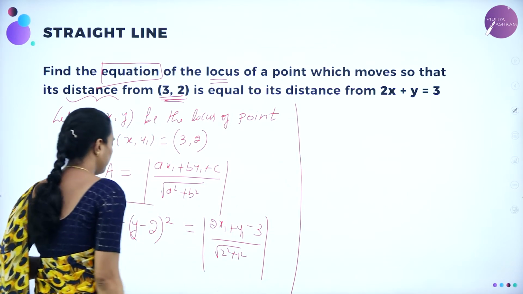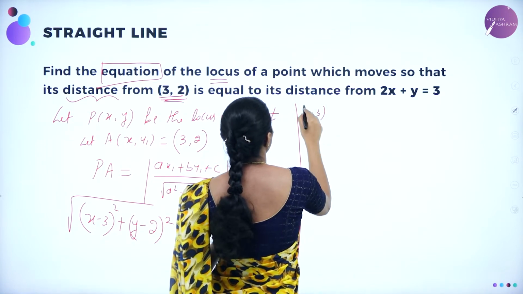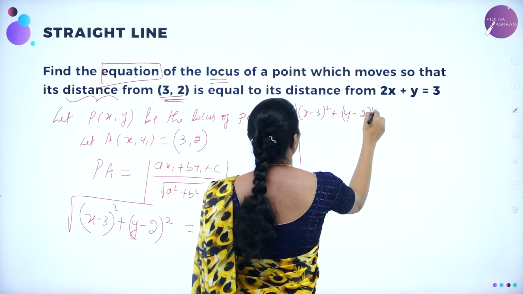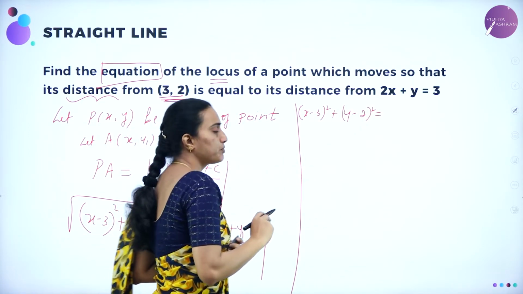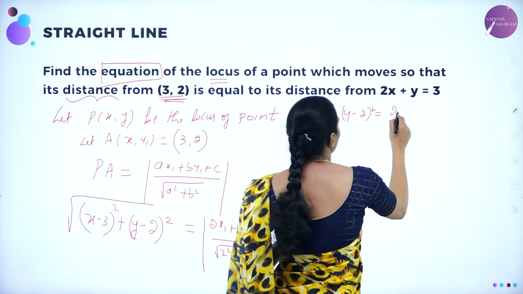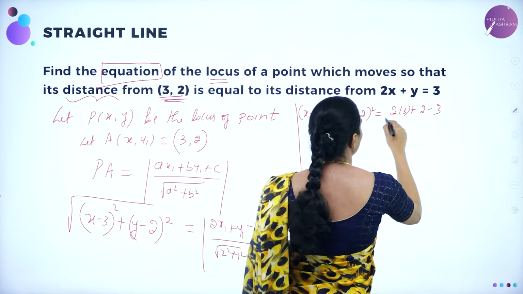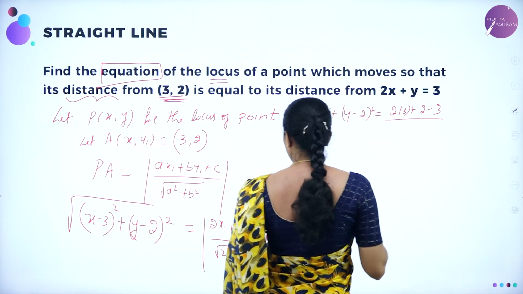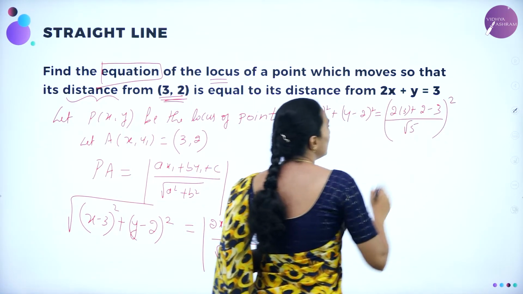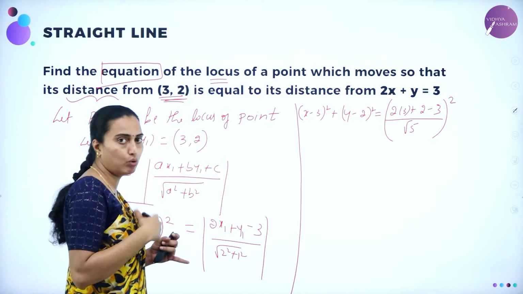So you can square on both sides, which will become (x minus 3) whole squared plus (y minus 2) whole squared is equal to modulus squared. Substituting the x1, y1 value as 3 comma 2, 2 into 3 plus 2 minus 3 divided by square root of 2 squared plus 1 squared, which is root 5. Root 5 whole squared, because squaring on both sides, this square root will get cancelled. Right hand side it will become whole squared.